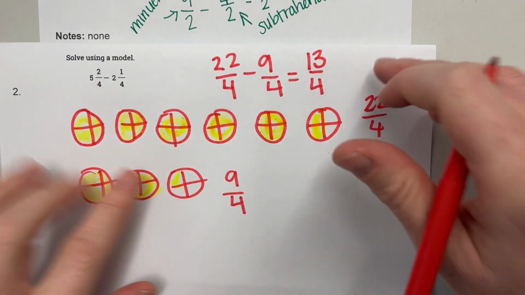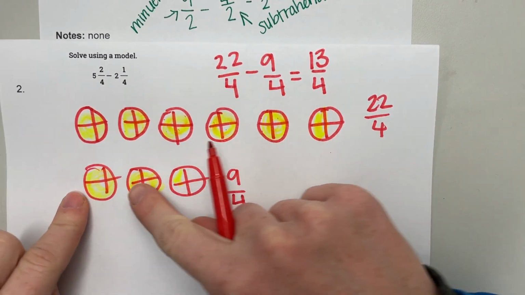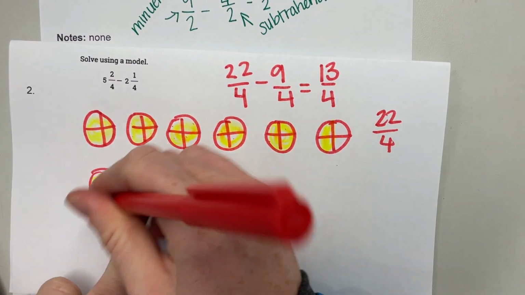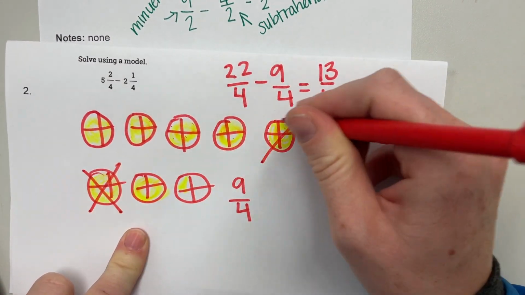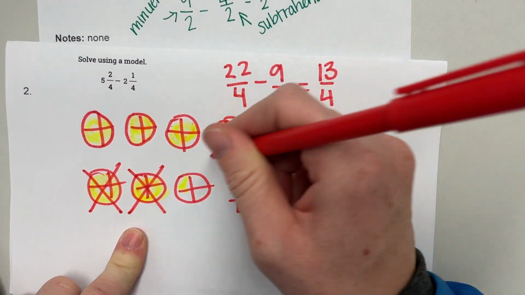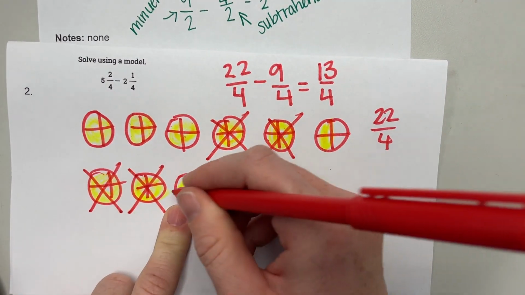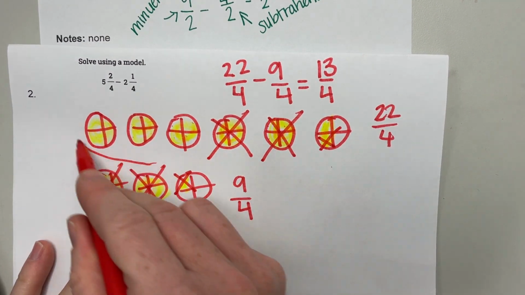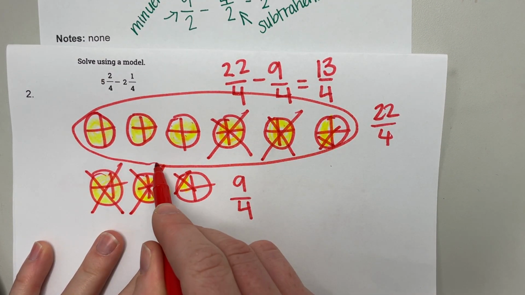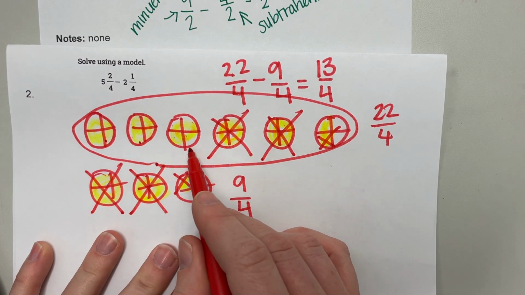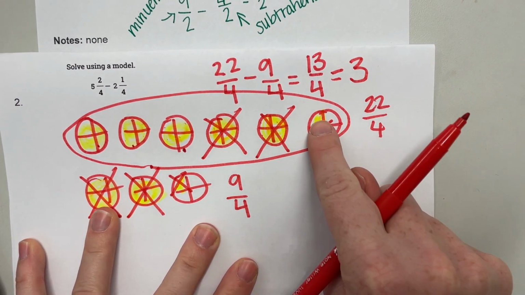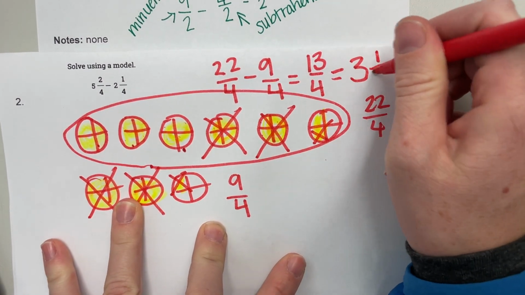Let's do what I did at the last step of the last one, and let's just cross off this amount with our first model. So I'm going to cross off 1 here, cross off 1 there, I'm going to cross off 1 there, 1 there, and then I have 1 here to cross off, so I'm going to cross off 1 here. So now I just look at what I have left over. So I have 1, 2, 3 wholes, and 1/4 is still shaded in.